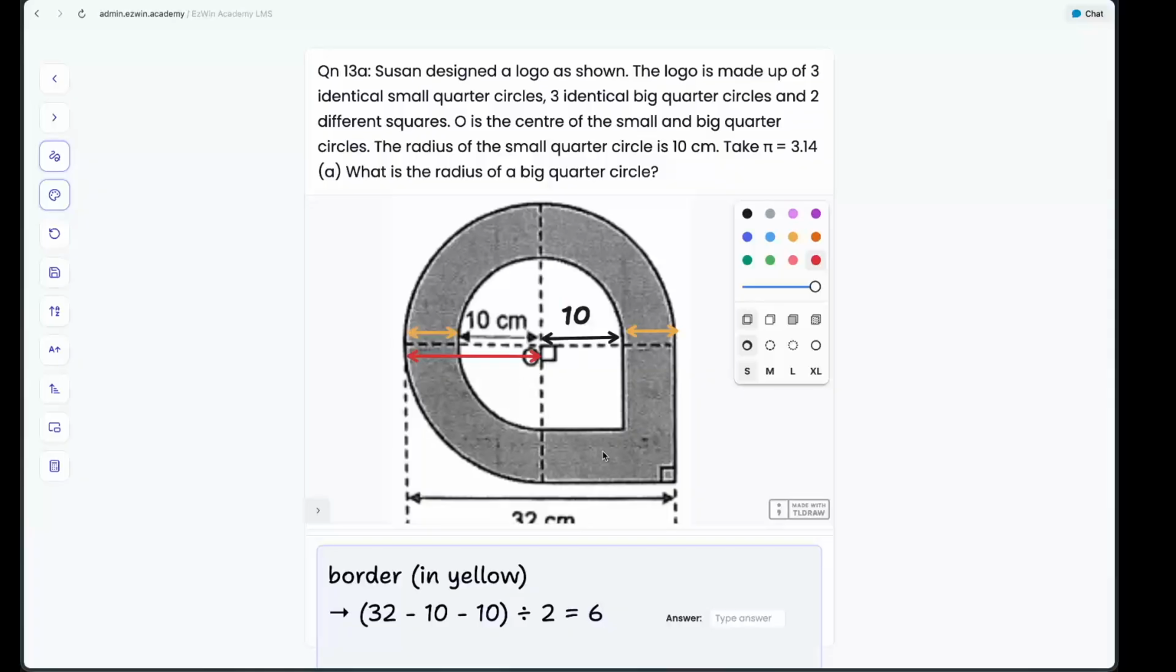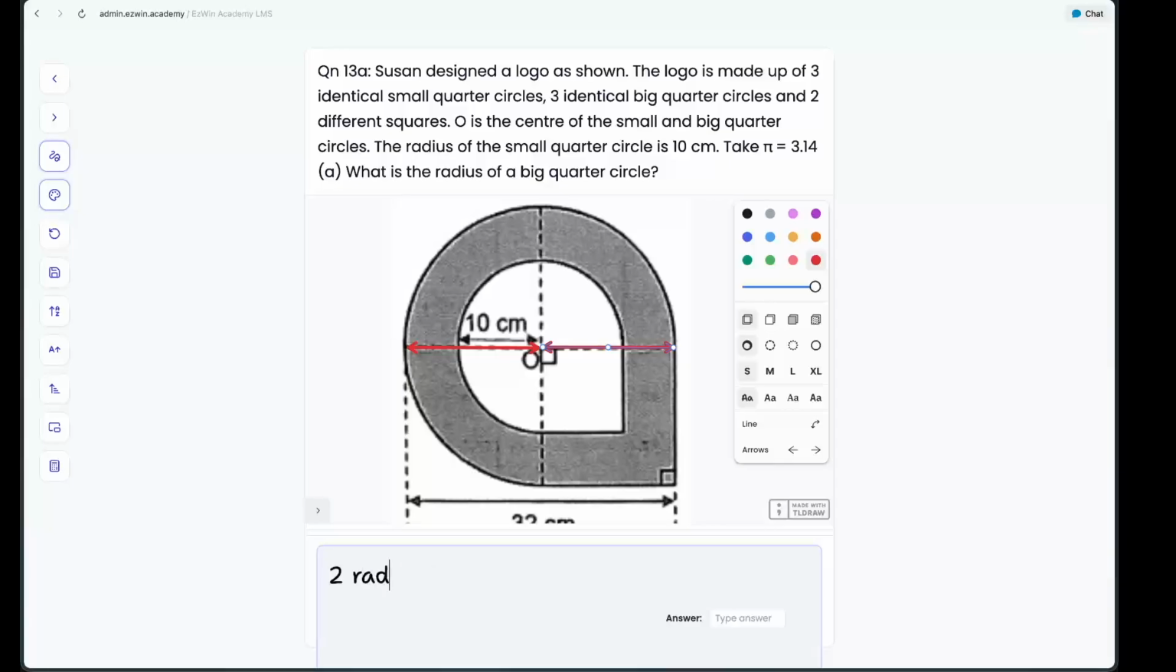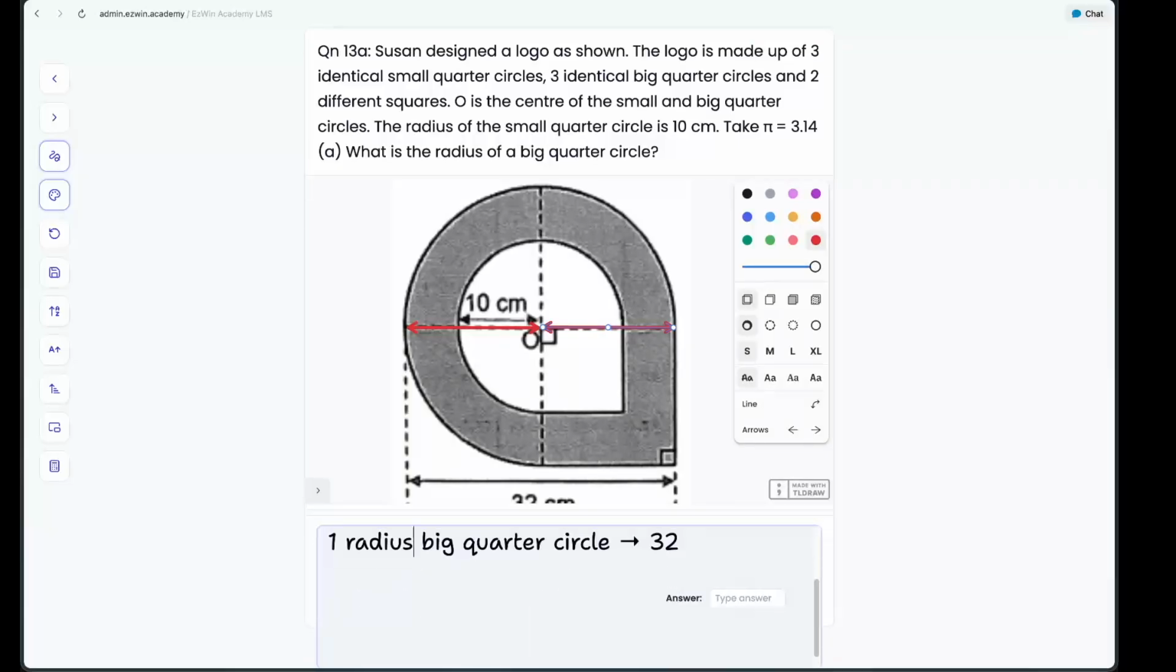Actually, there's a simpler way. Because this is the same quarter circle, you don't need this anymore. You can just divide this by 2. Since these are the same quarter circles, we can just say 2 radius of the big quarter circle is equal to 32. Then 1 radius of the big quarter circle. So 2 radius is actually the diameter, but for this explanation, just say that. So 32 divided by 2, this will give us 16 centimeters. So that's the answer, 16.